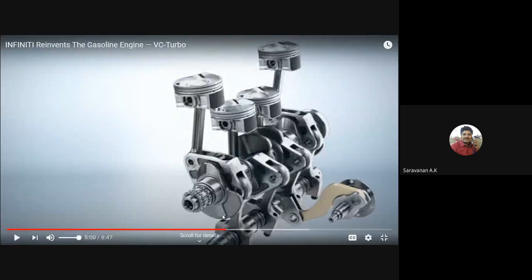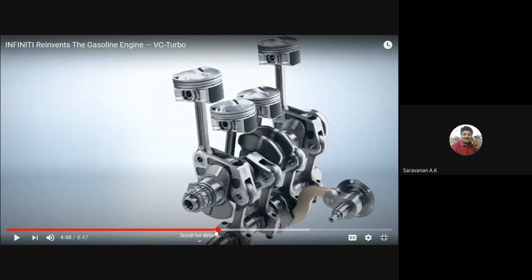So here you can see this part, right? Due to this part only, the engine volume will vary. You can see the cam lobe, it is called the cam lobe part. Due to this part, the engine's volume will vary. That you can see clearly.